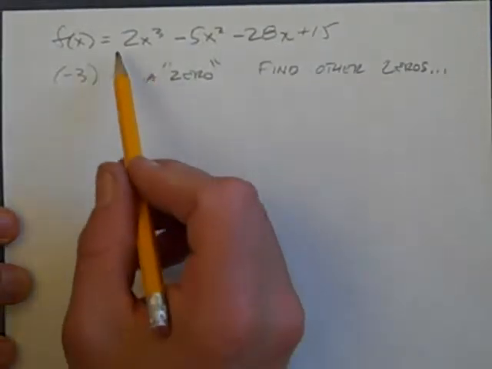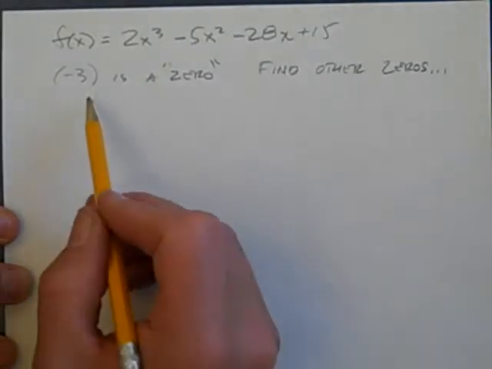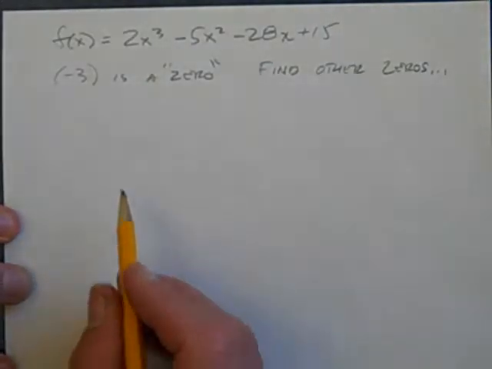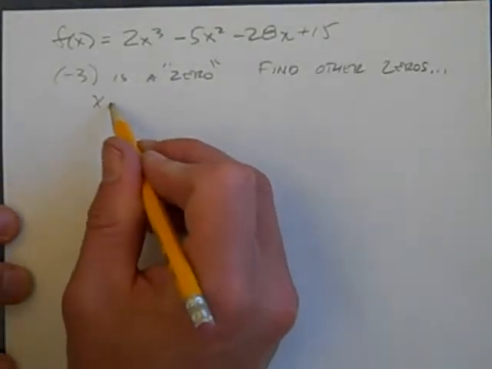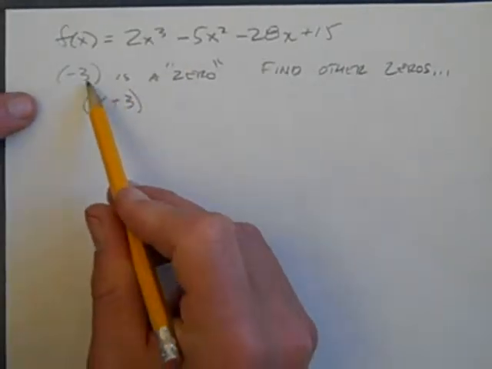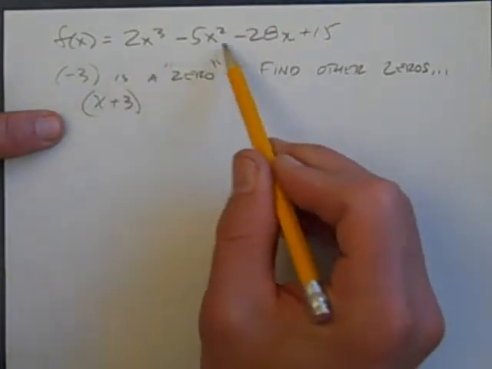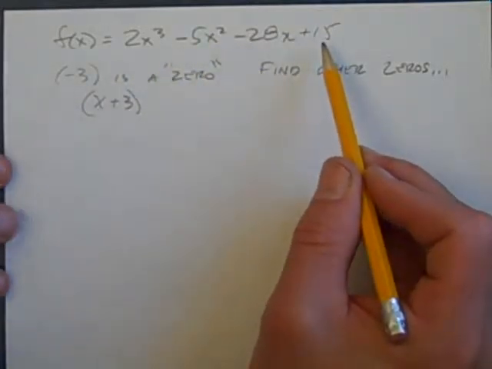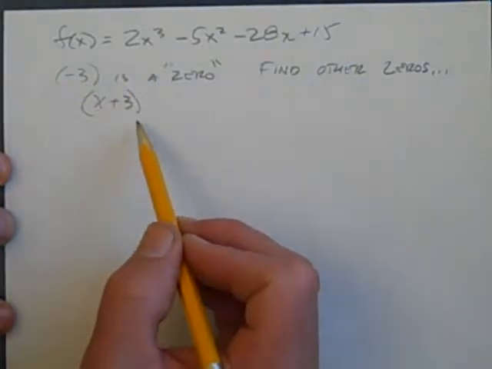You could plug it into your calculator and look at the graph and see where it crosses the x-axis. But let's try without our calculator here. If negative 3 is a 0, then x plus 3 is a factor, right? Because if I plug in negative 3 in there, that gives me 0. And that's sort of the definition of what a 0 is. Anytime you know a 0, you know one of the factors.